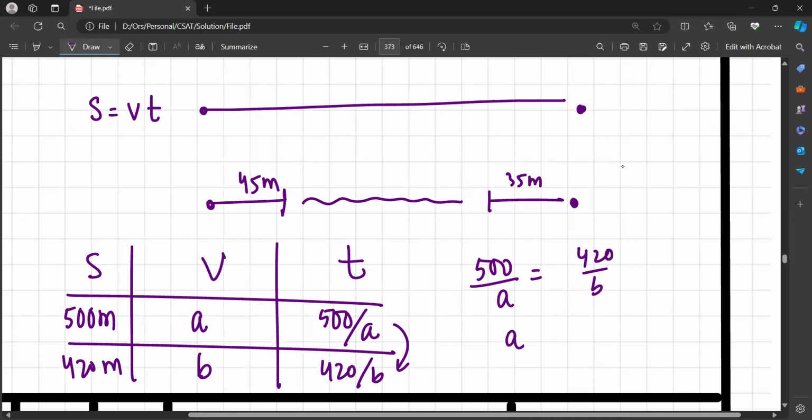500 by a equals 420 by b, both are the same, and we need a by b. a by b will be 500 by 420, so the answer would be 25 by 21. Is it clear? Got it? Let us proceed to the next problem.